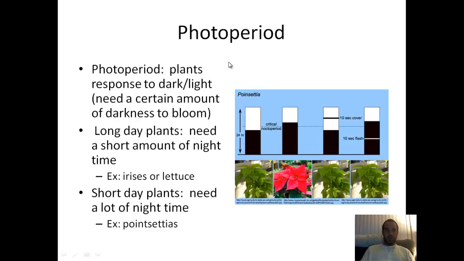And then the very last part that we're going to look at is called photoperiod. So some plants, just like you need sleep. So Nick Wallace, you're watching the video and you're thinking to yourself, man, I got to get to sleep. Just like you need your 8 hours of sleep, plants are going to need some sleep as well. There are long day plants and there are short day plants. And this is how much balance of dark to light that they need. And for a lot of these plants, they're going to need a certain amount of darkness to bloom. Long day plants, just like it sounds, they need a short amount of nighttime. Examples of these types of plants are irises and lettuce.